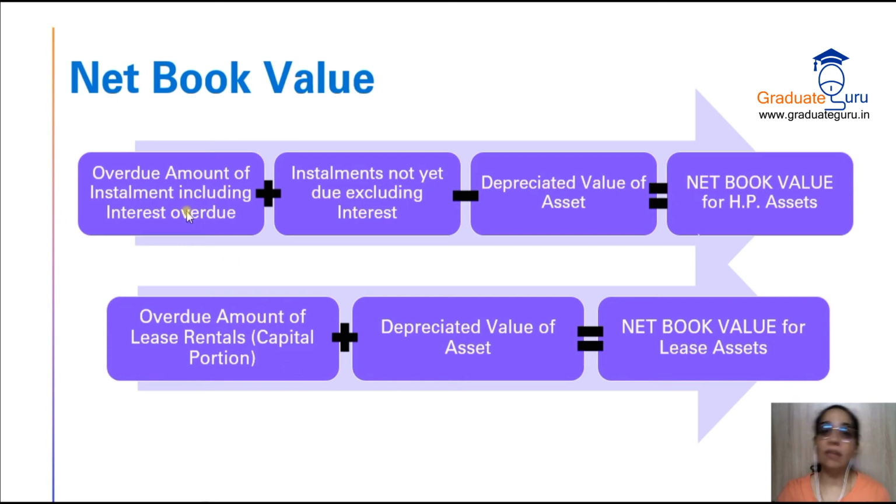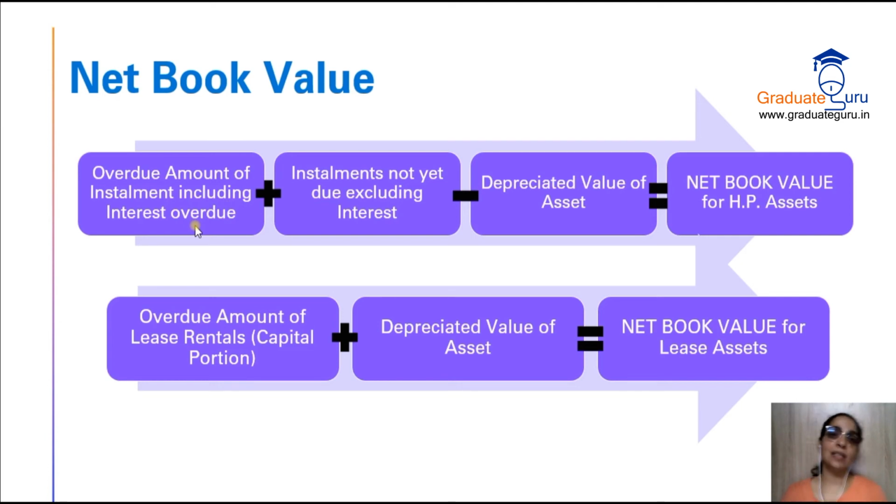So, पहले हम देखते हैं hire purchase assets. Now, hire purchase assets में we start with the overdue amount of installment. हमने क्या बात की? That installment जो है, वो हमें कुछ time के लिए नहीं मिला है, right? So, first I will take what is that actual amount of installment which is overdue. कितना installment हमें मिलना चाहिए था जिसकी डेट निकल गई है and जो हमें अब तक नहीं मिला है. So first I take the overdue amount of installment and this should include your interest overdue.